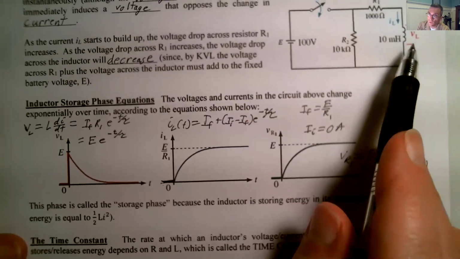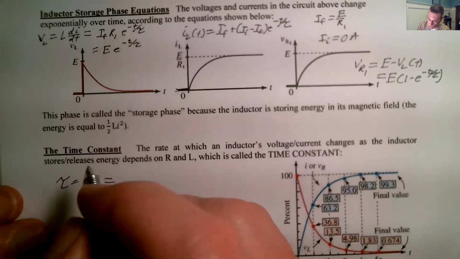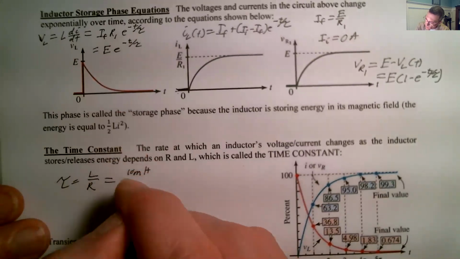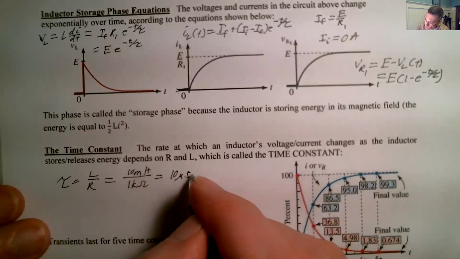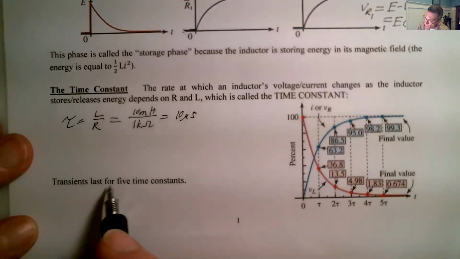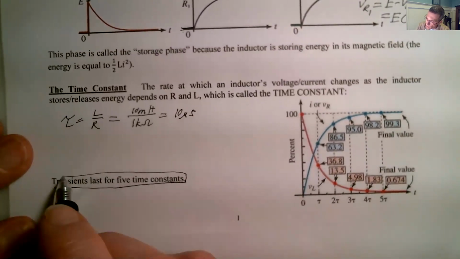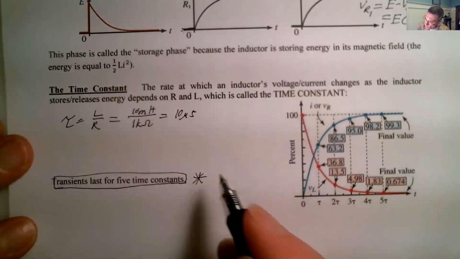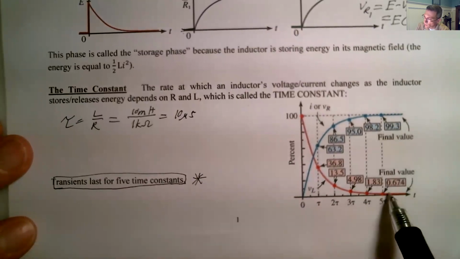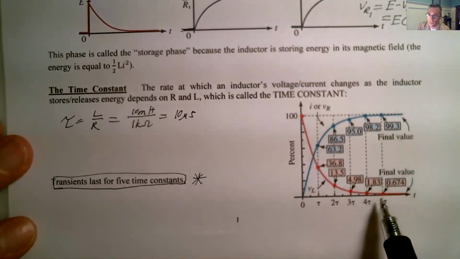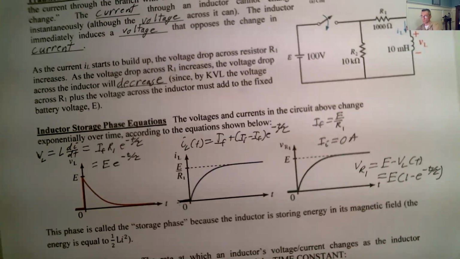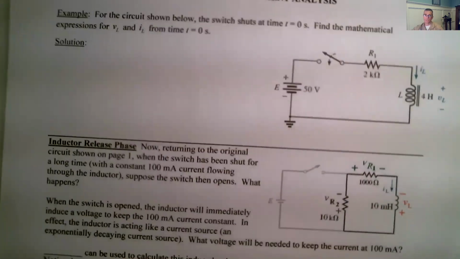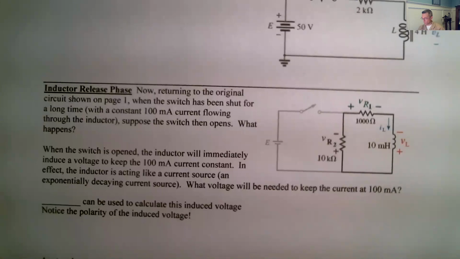In the case of this one, where it's 10 millihenries and 1,000 ohms, we've got 10 millihenries, 1 k ohm, that's going to be equal to 10 microseconds. Okay, and again, transients last for 5 time constants. Okay, so we repeat that a few times. That's the 1%. It's less than 1% for what's left as we decay, but it's within 1% of the final value. All right, so I'm going to skip that example and go on to the inductor release phase.